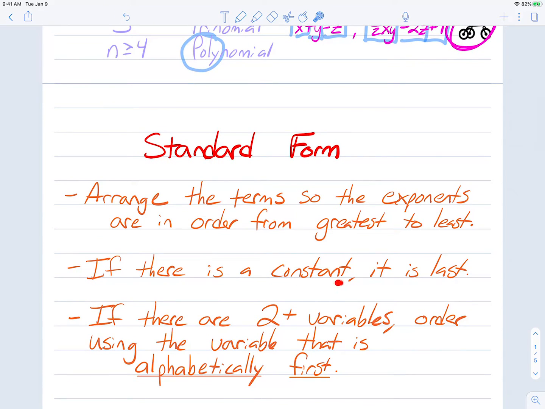Now, if there's a constant, it is last because there's no variable. So it's kind of like it has a degree of 0. So the constants are last.